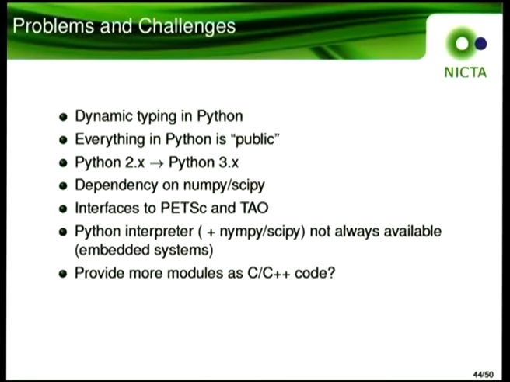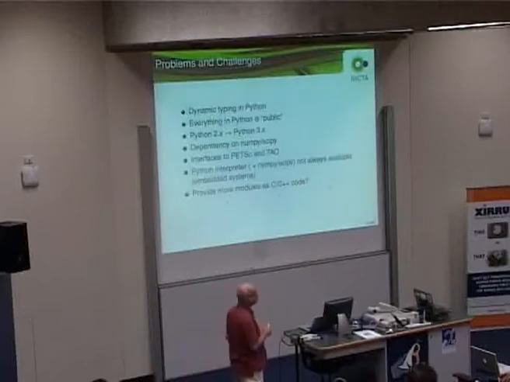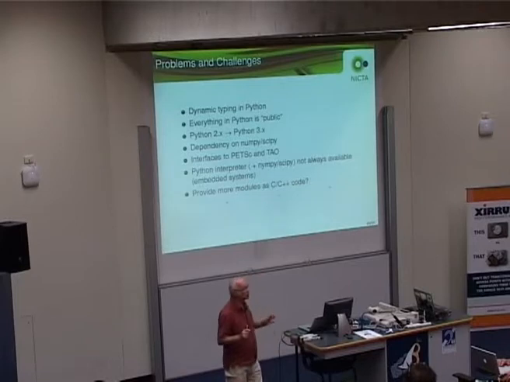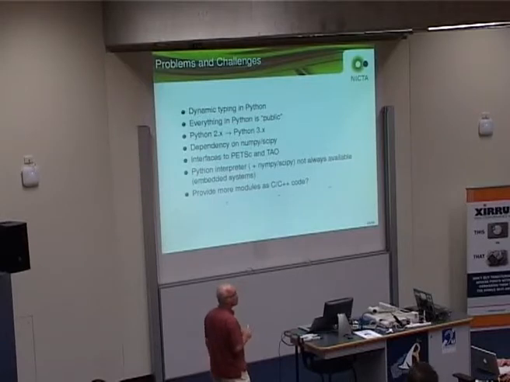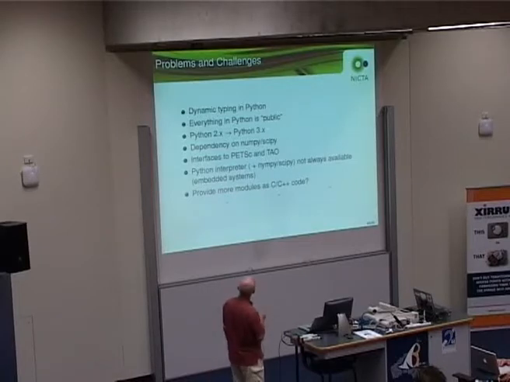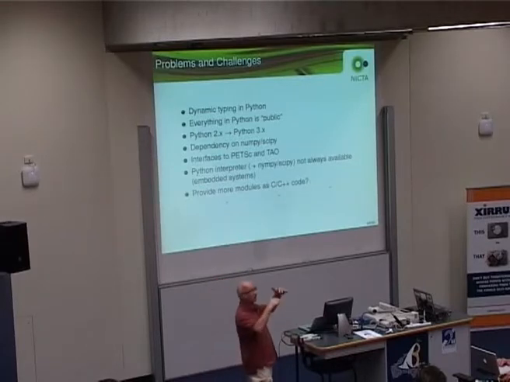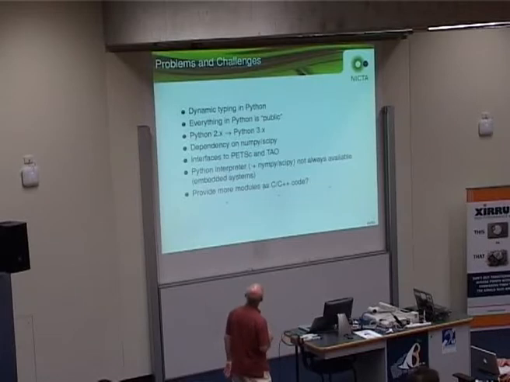Some problems and challenges. Dynamic typing in Python is a problem, especially when you try to work with a larger set of modules and several people working on the same project. So you have to write a lot of good unit tests to make sure that things don't break. Everything is public in Python, which just demands a lot of discipline. We are currently in the transition to Python 3, and of course we also depend on the NumPy and SciPy modules to go to the same version.